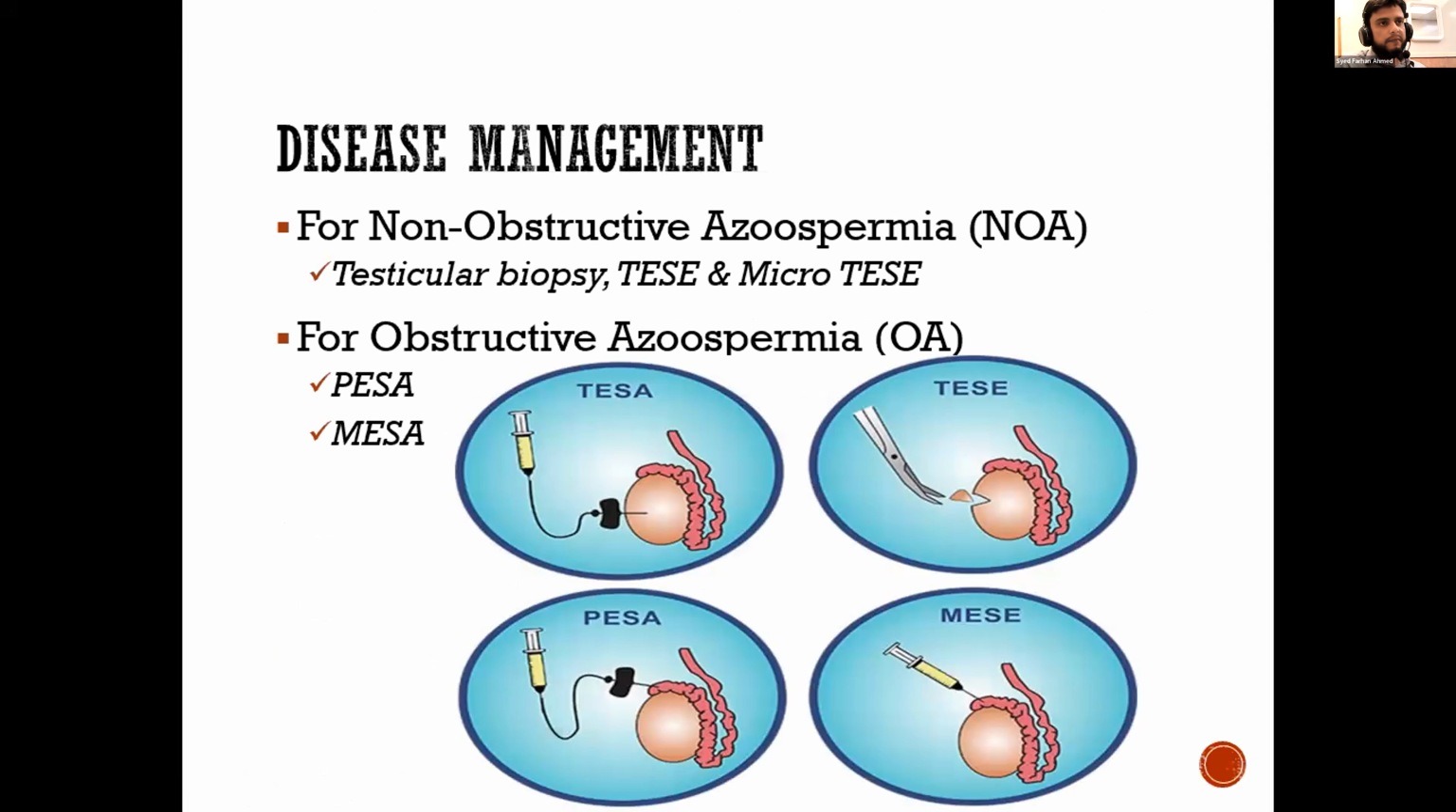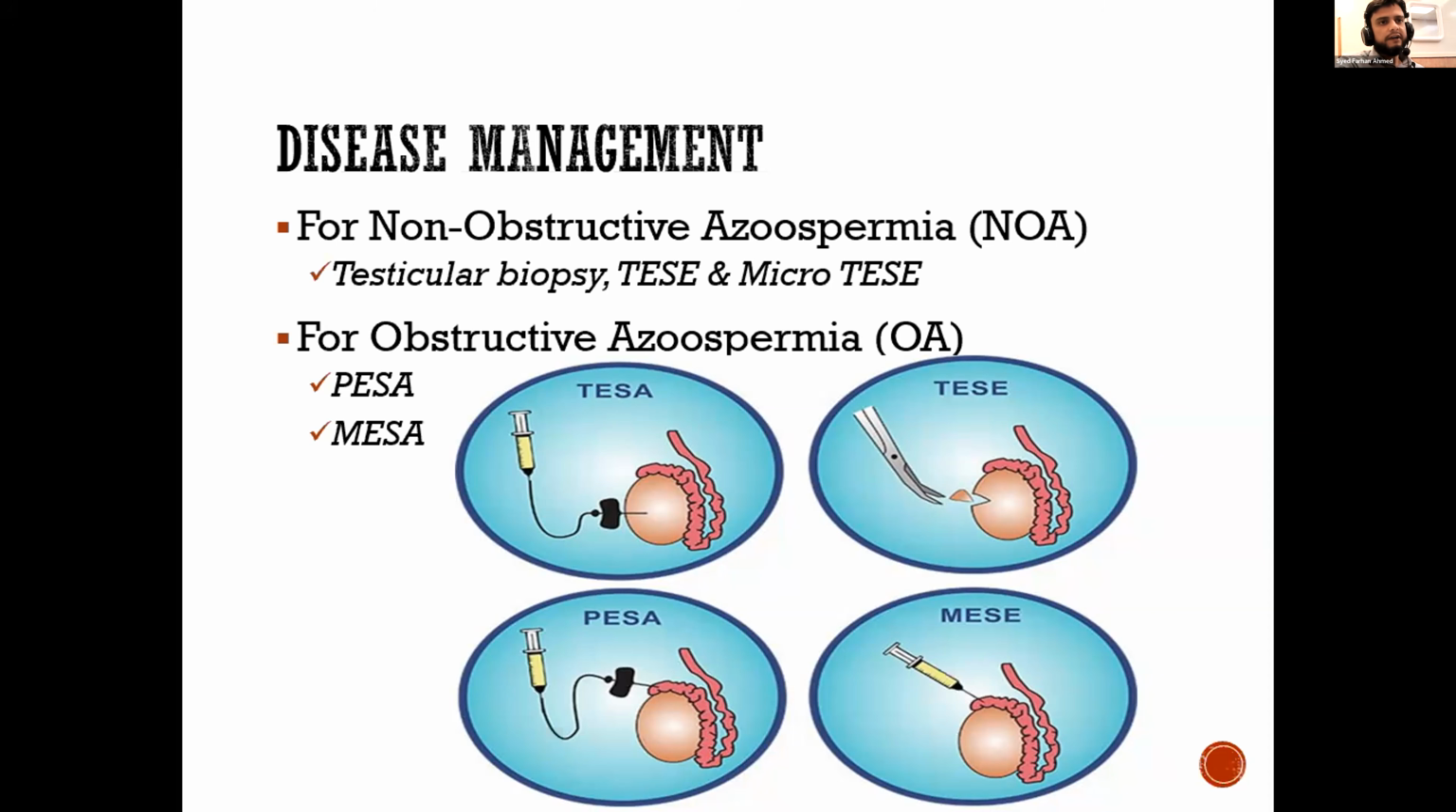So the basic thing that I have to discuss is the disease management, how we can advance with a person who comes with azoospermia. Basically, the only treatment that we offer these patients is IVF, or in vitro fertilization, or assisted reproductive techniques.